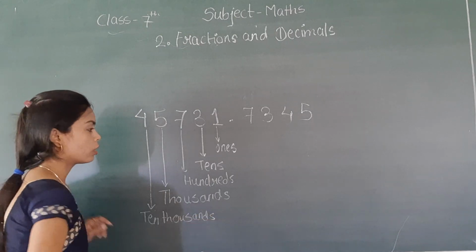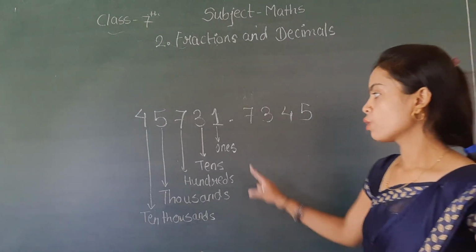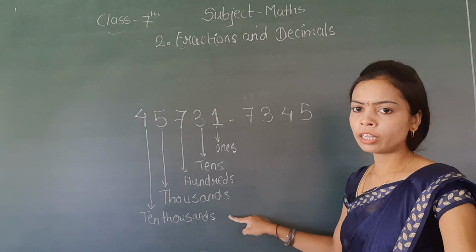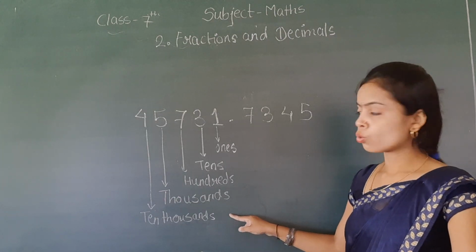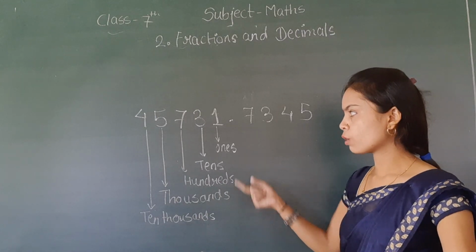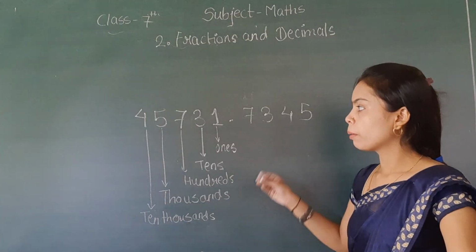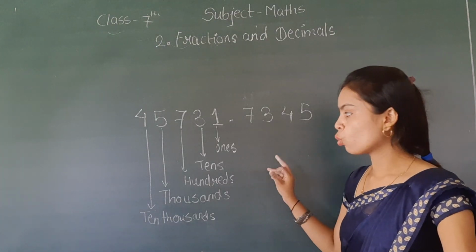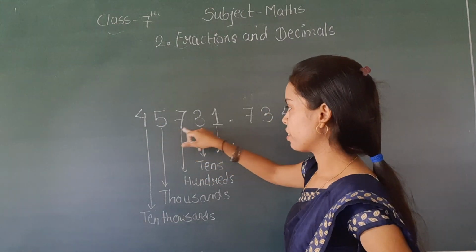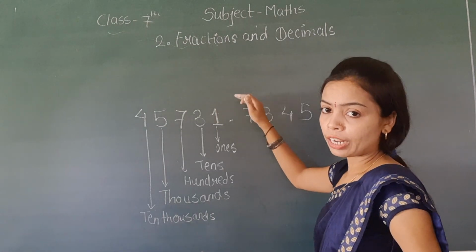So the place values for the integral part are ones, tens, hundreds, thousands, and 10,000s. The part on the left side we call the integral part. But remember, don't write ones, 10, 100, 1000, and 10,000 from the left. You have to write them from right to left.